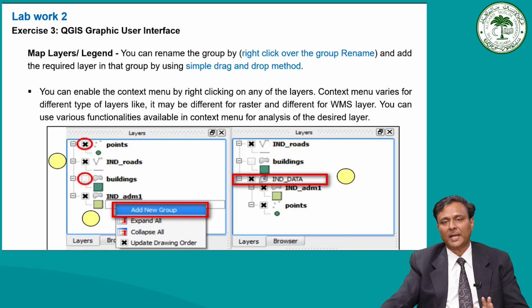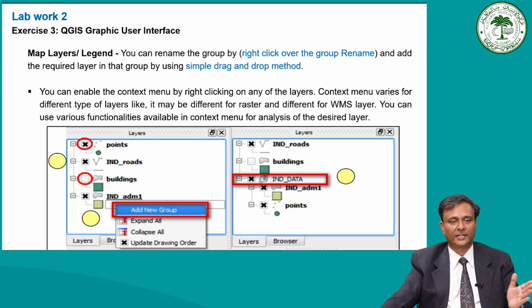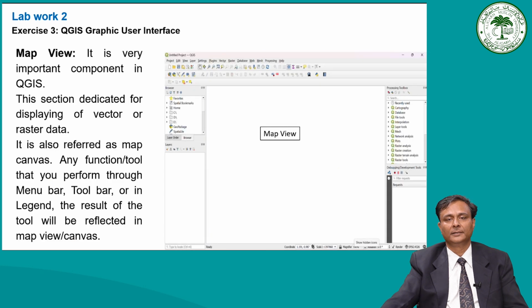With the map layer bar, you can rename the group by right click over the group, rename. So that is also a possibility. Add the required layer in that group by using simple drag and drop method. So that is also possible. You can also enable the context menu by right clicking on any of the layers. Context menu varies for different type of layers, like it may be different for raster and different for WMS layer. So all these possibilities are existing there. You need to learn as to how you would be using it and how you would be operating it.